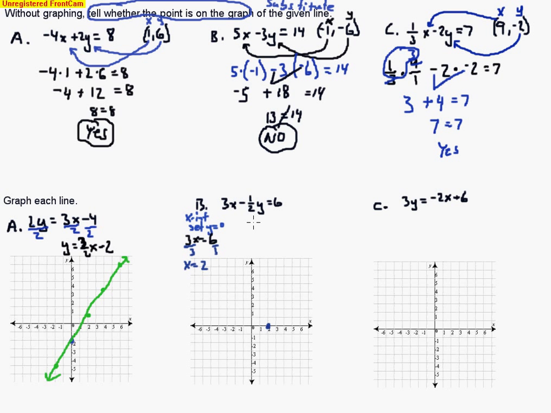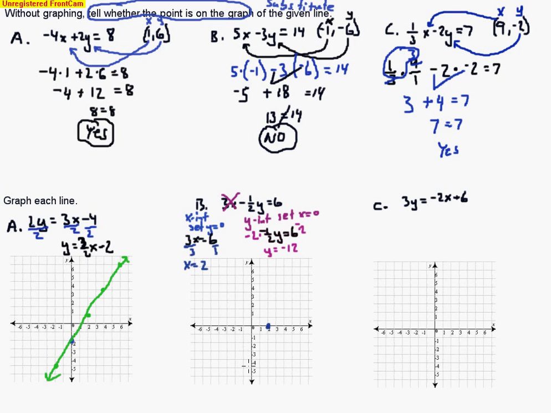Here, I can find the y-intercept by setting x equal to 0. So I just cross that term out, and all I'm left with is that negative 1/2 y equals 6. So I can get rid of that by just multiplying by the reciprocal. So I'm going to multiply by negative 2 on both sides. And when I do that, I end up with y equals negative 12.